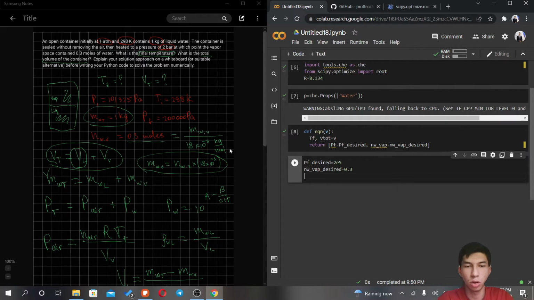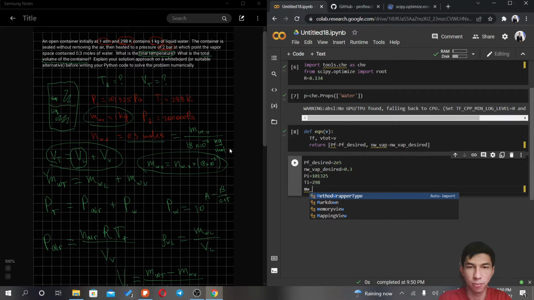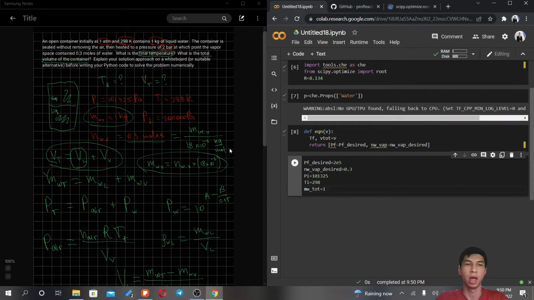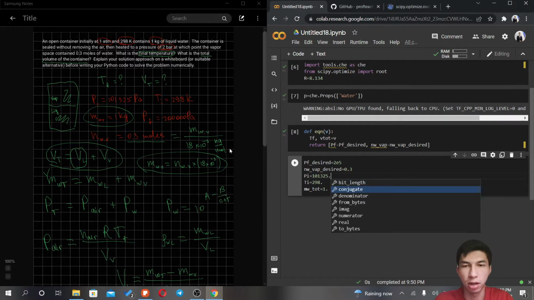So we also know the pressure initial, which is 101,225 pascals, right? And then we know the initial temperature, which is equal to 298 kelvins. And we know that the total mass of the water total would equal 1 kilogram. And we can also convert our values to float so that there won't be any errors during calculations.